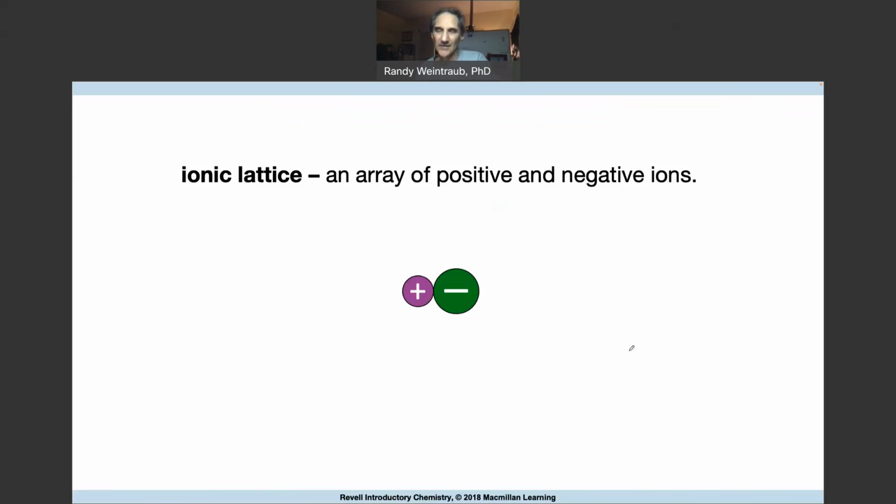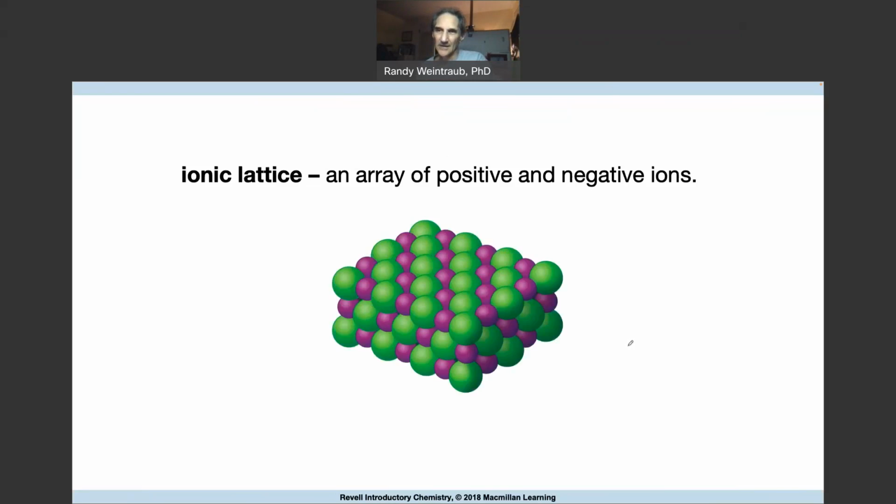To understand how these fit together, let's look at the structure composed of sodium and chloride ions. A single sodium ion and a chloride ion adhere to each other in an ionic bond. But additional ions pack together to form alternating positive and negative charges, eventually forming a three-dimensional array, positive and negative, called an ionic lattice.